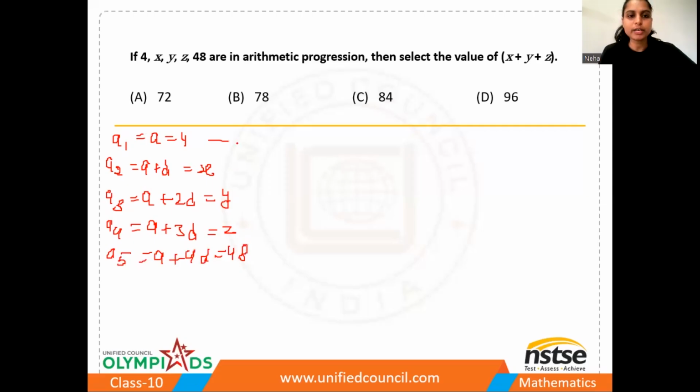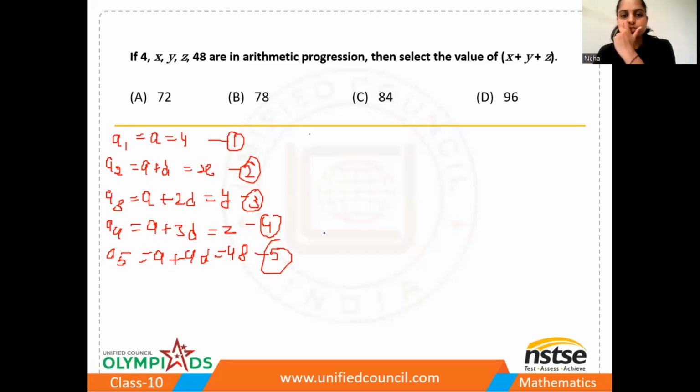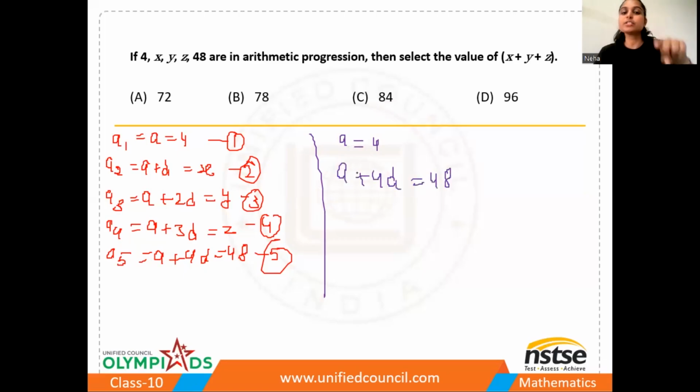Okay, so let's suppose this is equation 1, this is 2, this is 3, this is 4, this is 5. Alright, so in total 5 equations I have in this question. So now students, in this question, what I can do, I can just use equation number 1 and equation number 5 to solve this question. Okay, because the value of a is given equal to 4 and the value of a plus 4d is given equal to 48. So what I can do, I can just put the value of a in the given equation.